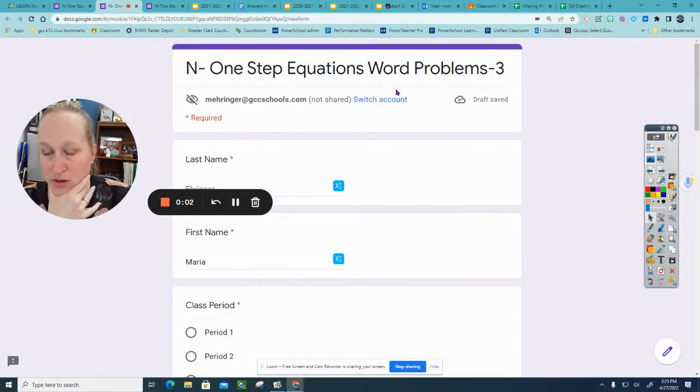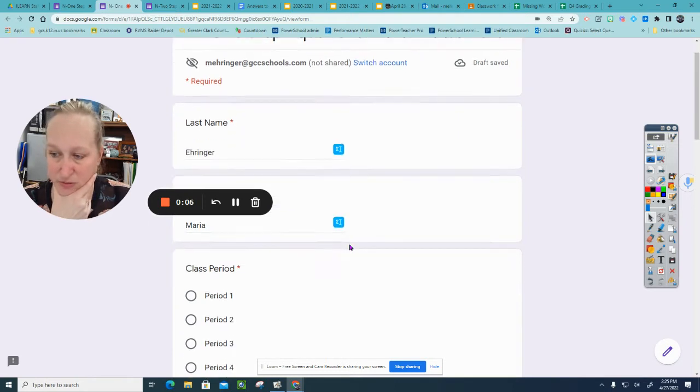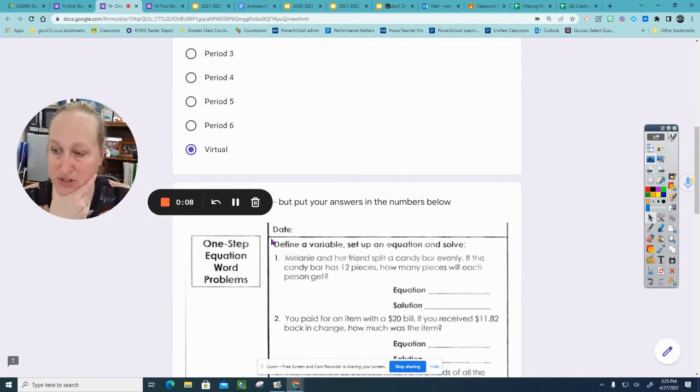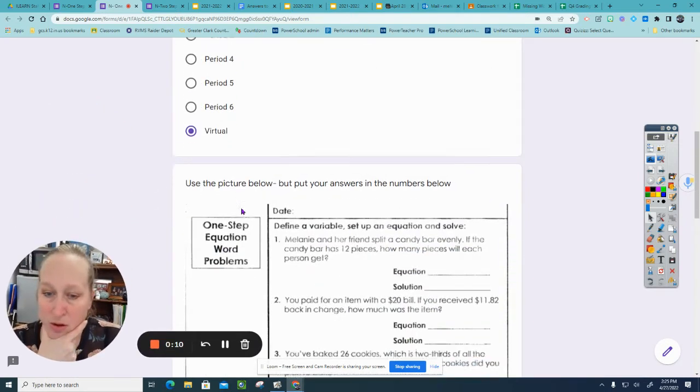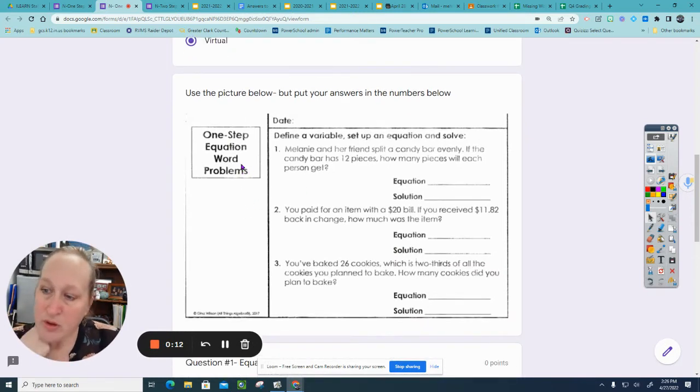Okay, we are doing one-step equations. This is the third one. Please make sure you have your first name, your last name, and your class period in there. We are working on one-step equation word problems, so we need to be able to write an equation from the word problem. Typing these into the computer will be a little tricky. Make sure that you do not leave any spaces and that you type it the way that it should.